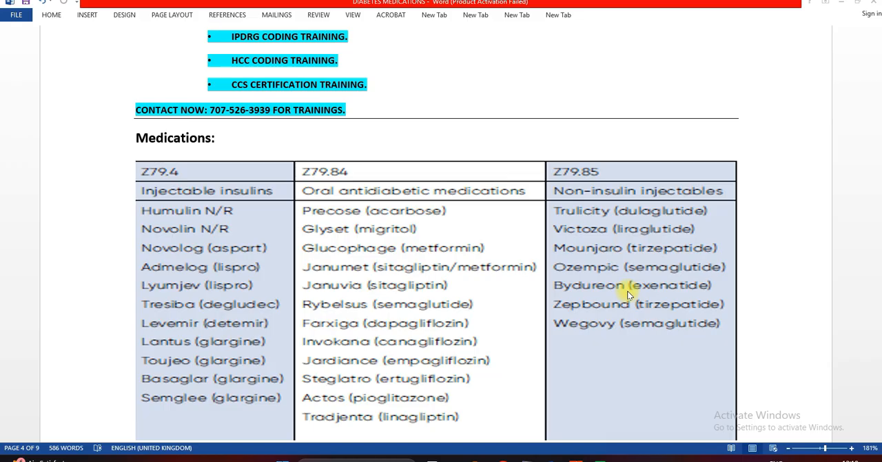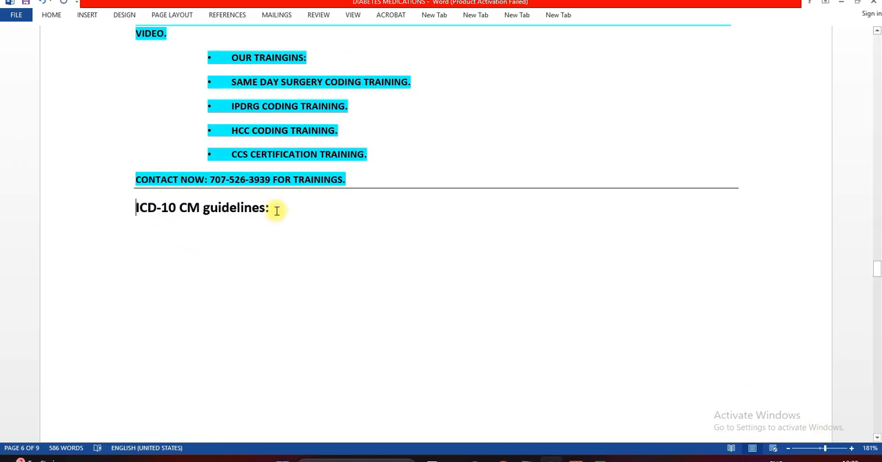For example, in the documentation, you will see Mounjaro. Don't get confused. Our physicians most of the time prescribe Mounjaro for obesity also. So whenever you want to code Mounjaro, you need to check the documentation to see whether the patient has obesity or diabetes. If the patient has diabetes and is on Mounjaro, you need to use Z79.85.